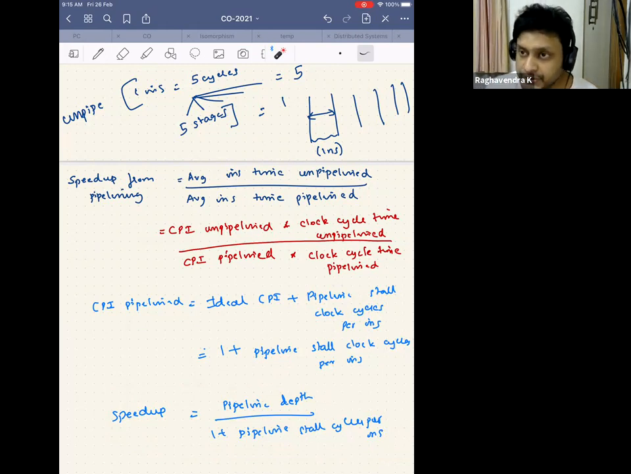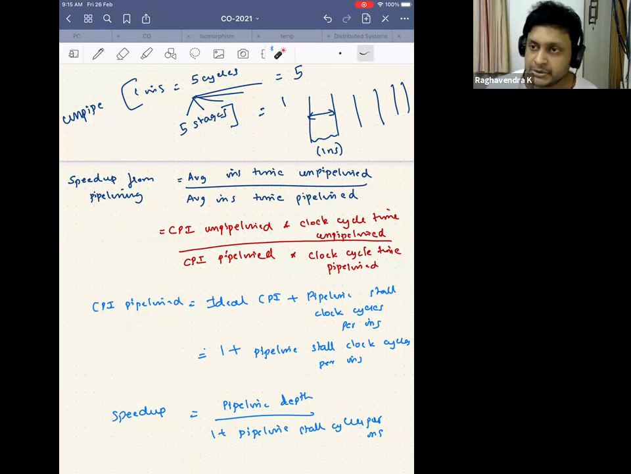So if there is one stall per instruction, then the speed up is no longer 5, or no longer x, but it is x by 2, because this becomes 1 plus 1, so it's 2. You already saw this. What do I mean by one stall per instruction? If I have a pipeline where one stage is 2 cycles and the other stages are 1 cycle, then you are able to get one instruction every 2 clock cycles.